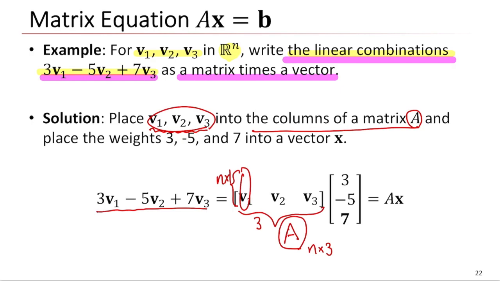And there are the weight values. Please be careful to copy the signs as well. So these three values make another vector x like this, and the size of this vector will be 3 by 1. So this is A, this is x, and it will be A times x. What does that mean? The linear combination of the vectors can be represented in the form A times x.